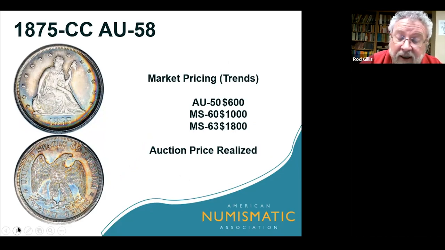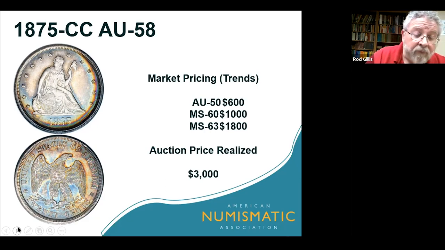So the question is, at the time this coin was auctioned off, what was the auction price realized? And the answer is $3,000. So what does that tell me? That tells me that there were at least two people in the auction who really liked toning. Okay, because if you didn't like toning, you probably weren't interested in bidding on this coin. And if you do like toning, you are probably very interested in purchasing this coin. So that is an example of what eye appeal is.